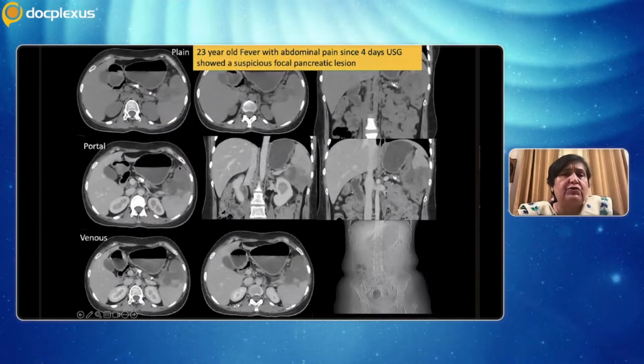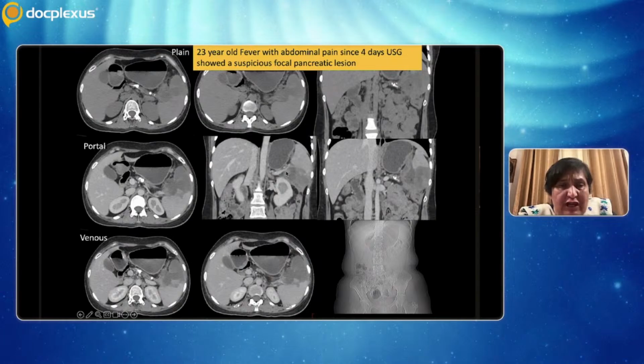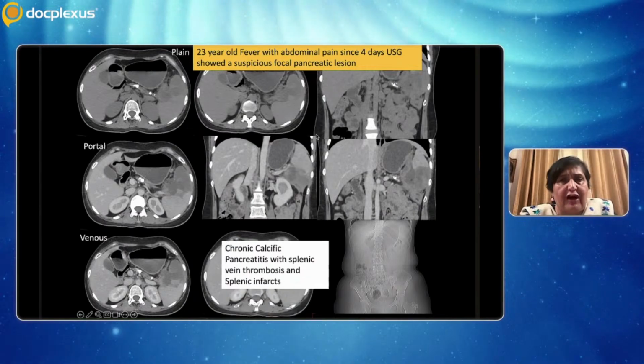This was a 23-year-old female with abdominal pain since 4 days. Ultrasound showed a suspicious focal pancreatic lesion. Her pancreas, as you can see, is atrophic. You can barely see any pancreatic tissue. There are extensive areas of calcification here. You can't really see a duct dilatation. But what you are seeing is that the spleen is showing multiple focal areas within it. And she also had poorly visualized splenic vein near the hilum, suggestive of splenic vein thrombosis. So this was a patient with pancreatitis who developed splenic vein thrombosis and developed splenic infarct subsequently.